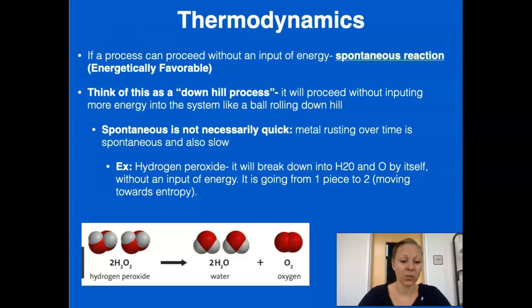So let's look at our molecules here. Hydrogen peroxide. If we have one hydrogen peroxide molecule, let's just look at one molecule, and we break it down into a water and an oxygen, you went from one piece to two pieces. That is increasing entropy because there are more ways for these two molecules to be arranged. And so therefore, they are moving towards entropy. And this process is spontaneous because it's going to happen on its own. I don't need to add heat to this scenario in order to break down hydrogen peroxide.